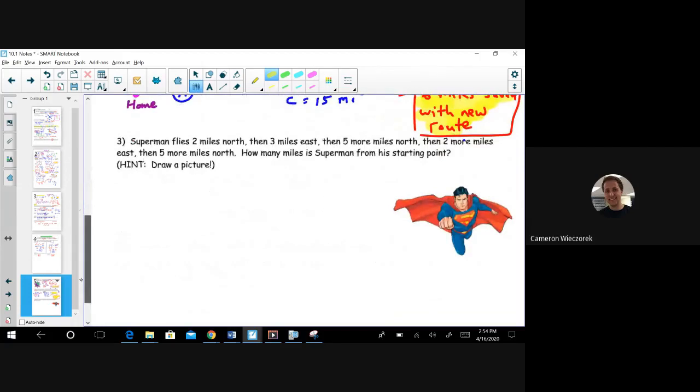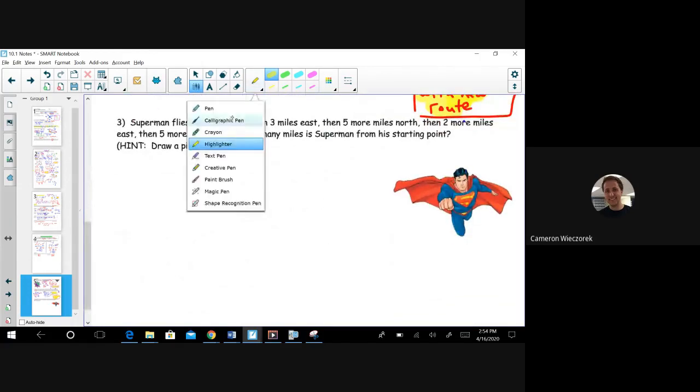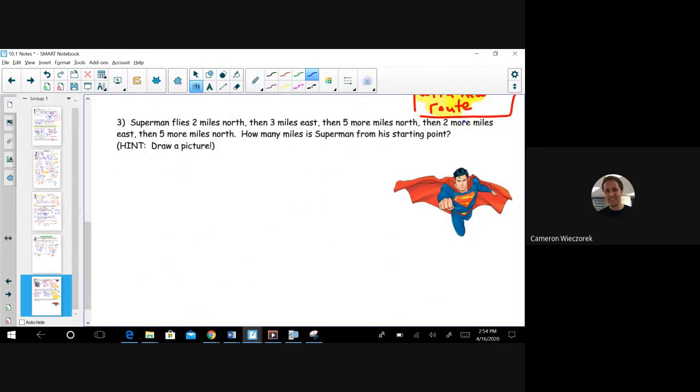All right, last one, little superhero application. Superman flies 2 miles north, then 3 miles east, then 5 miles north again, and then 2 miles east again, and then 5 miles north again. So he keeps going up to the right, up to the right, up to the right. How many miles is Superman from his starting point? Something must keep getting in his way. Why does he keep changing direction?